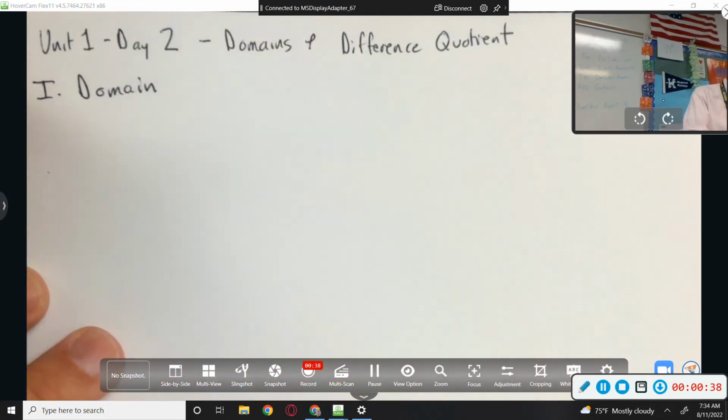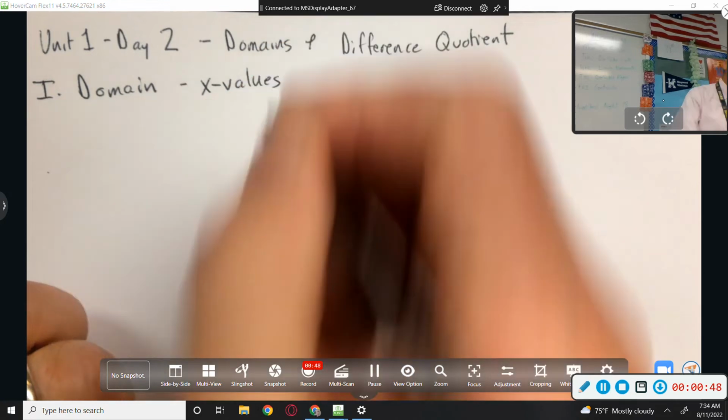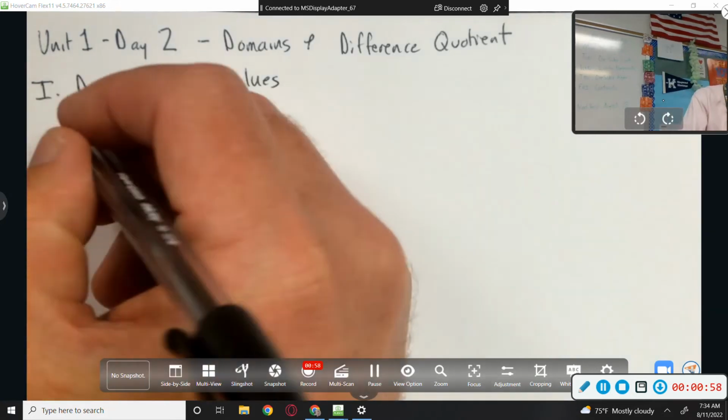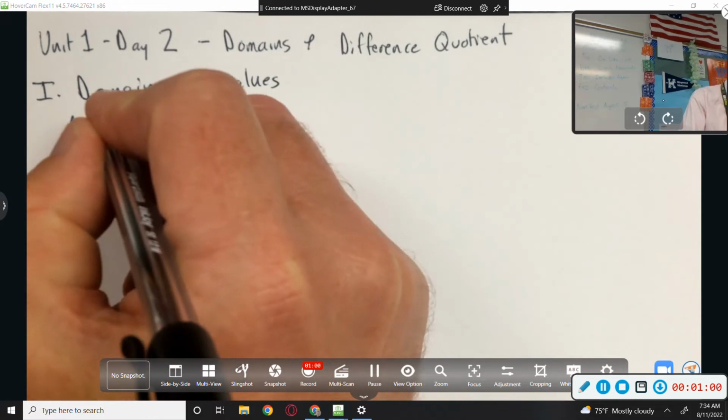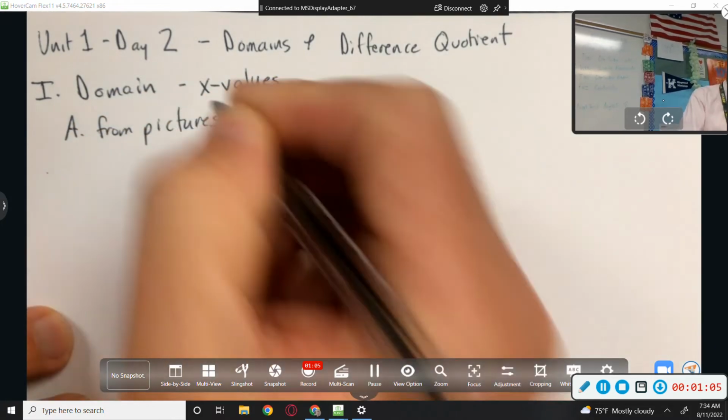So first, domain. Do you remember what domain means? X values. Good, x values. So the x values that are either on the graph or that are allowed in the equation. It kind of depends on the situation as to how you want to phrase that. But it's definitely the x values that we're looking at. So the easiest ones, at least for most people, is the x values from pictures.